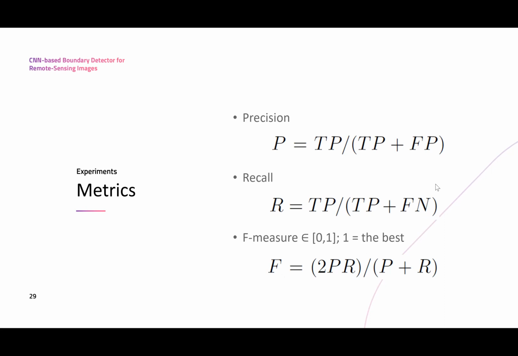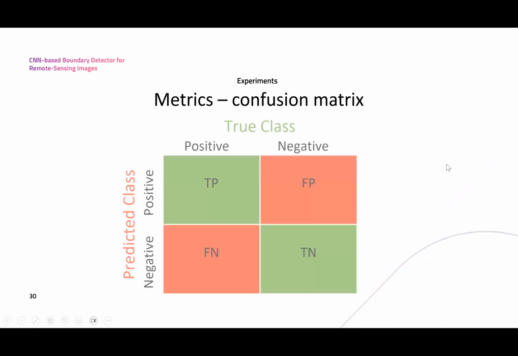So let's see how different methods perform. This is just to remind you of true positives. A true positive is where the true class is positive, and we predicted it as positive. It's a boundary, and it's actually a boundary. The false positive, for example, is where the true class is not a boundary, but we recognize it as a boundary. False negative, the true class is positive, while the predicted is negative, and here negative is the true negative.